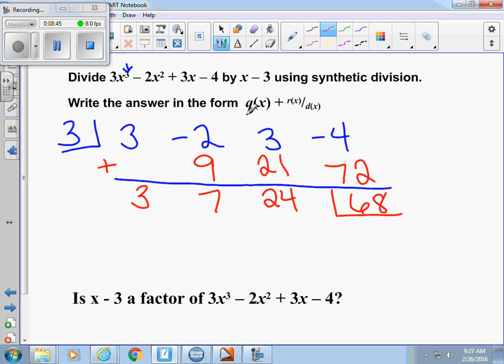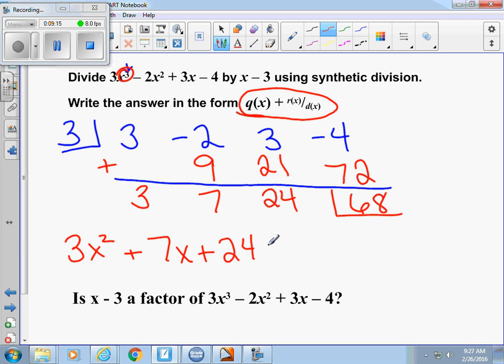Now, it tells me to write the answer in this format, and I'll show you what that means. First of all, the quotient, Q of x. The quotient is the answer. That's the 3, and what would the exponent be beside the 3? Y squared. It's always 1 less than what I started with. I start with a cube, it drops down 1 power. Plus 7x plus 24.